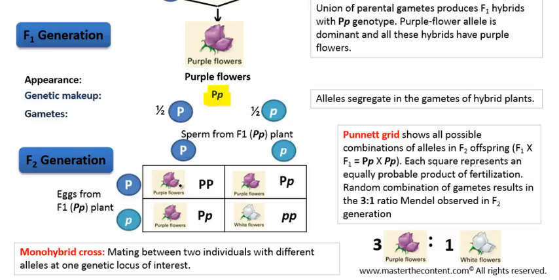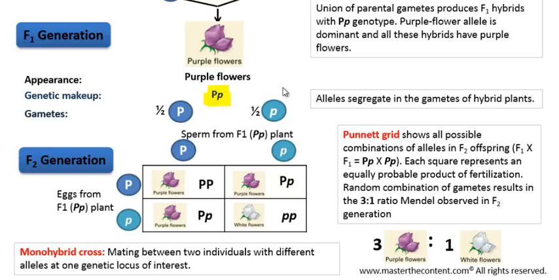So for instance, that and that would give us a homozygous dominant genotype for that offspring. That and that would give us a heterozygous genotype. That and that would give us another heterozygous genotype. And the last one down at the corner right there would result in a homozygous recessive genotype. So those are the only ones that are going to be white.